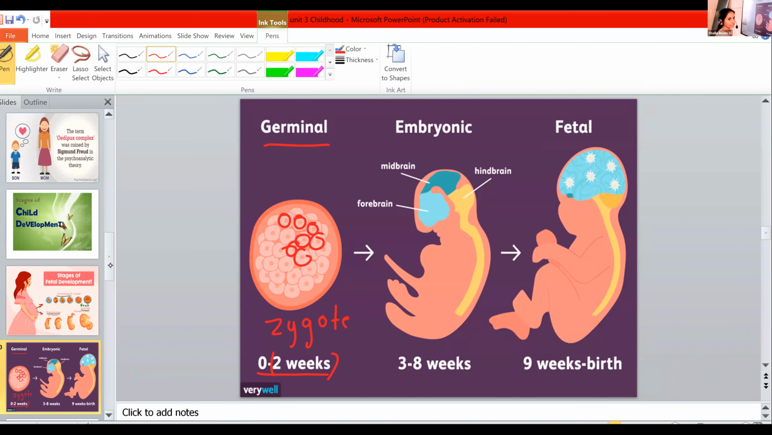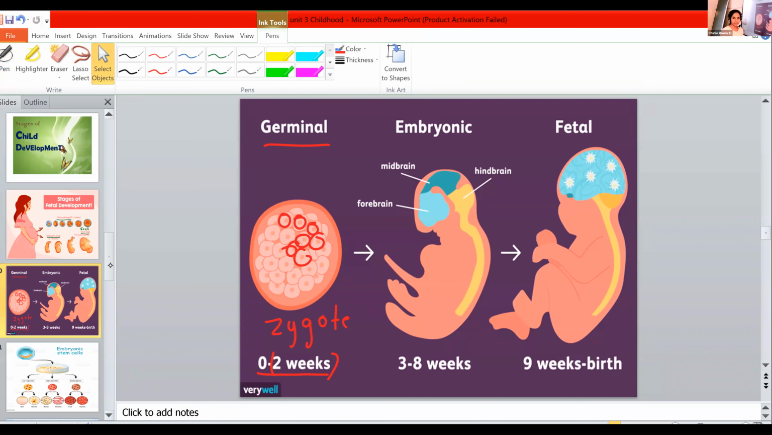Then the next one, that is the embryonic period. Okay, that's the second stage. This is a stage from 3 to 8 weeks. 0 to 2 weeks is the germinal stage, and then the embryonic stage is from 3 to 8 weeks. In this stage, we call the baby an embryo. In the germinal stage, we call the baby a zygote. Next is the embryo.